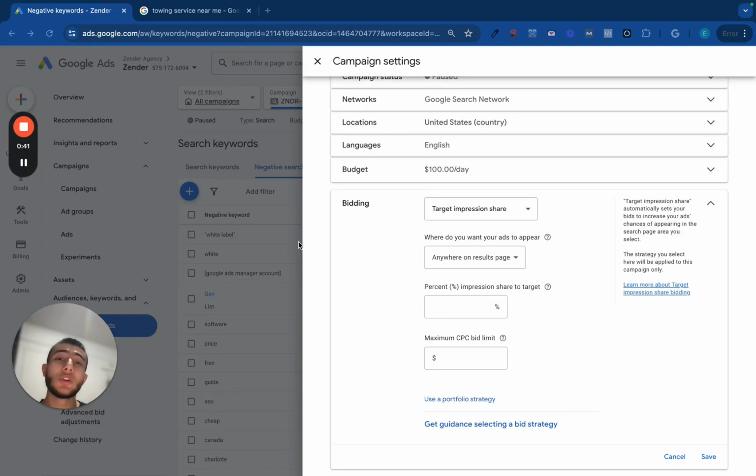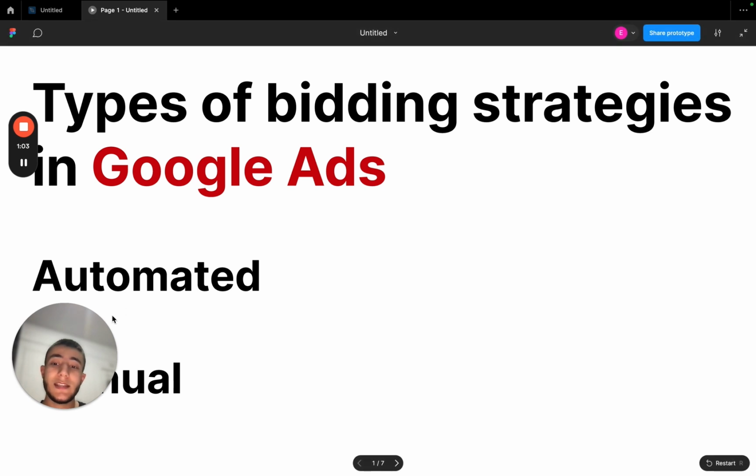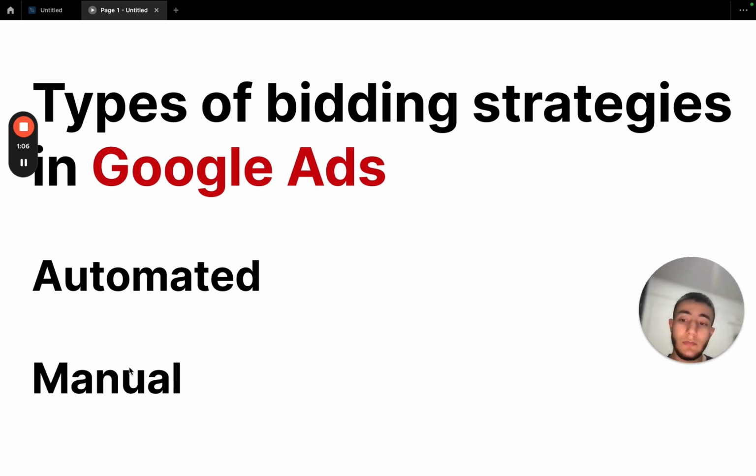In this video, you will learn what the bidding strategies in Google Ads search campaigns are and how to use them properly. The bidding strategy in Google Ads is the way the campaign goes after the people, after the traffic, which you want. There are two types of bidding strategies in Google Ads. The first one is automated bidding strategy, and the second is manual bidding strategy.